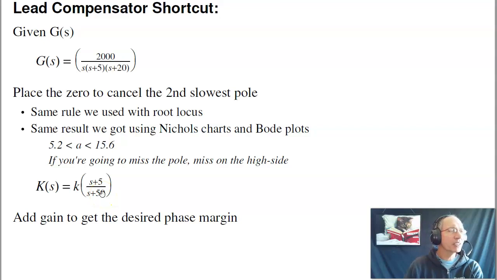That's going to give you the same answer that we got before. The long-winded way that we just did said put the 0 somewhere between 5.2 and 15.6. Oddly enough, that's in the region or pretty close to it. If you're going to miss, it says miss on the high side, maybe s plus 6.